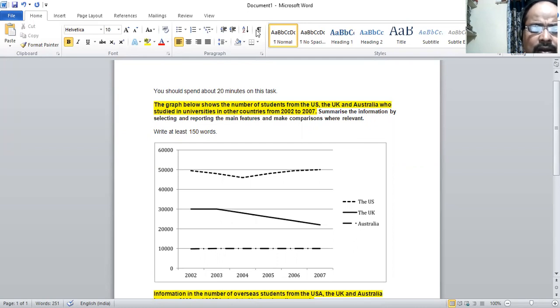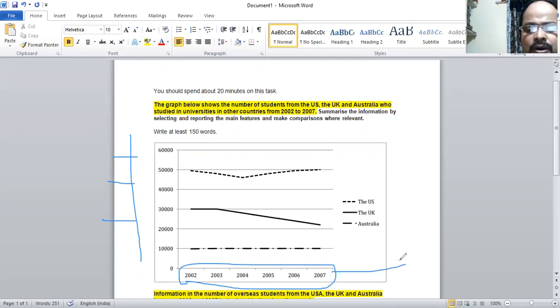We have in the vertical axis the number of students from these countries who went abroad to study in foreign universities. And in the horizontal axis we have the years, progressing from 2002 to 2007. We have three lines here: one represents the US, another represents the UK, and another represents Australia. So we have all the data given here.